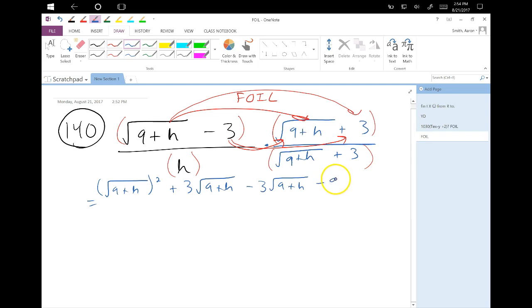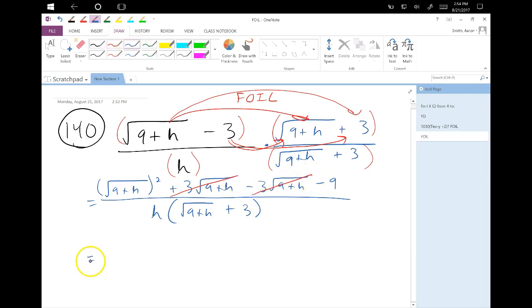Minus 3 times positive 3 is minus 9. h times the square root of 9 plus h plus 3. And I'm actually going to leave this factored for right now because it turns out we're going to find out that something cancels. So just trust me on this one, we're going to leave the bottom factored and see what happens. We'll look in the top, just like any time we rationalize, these middle terms cancel, as they should.